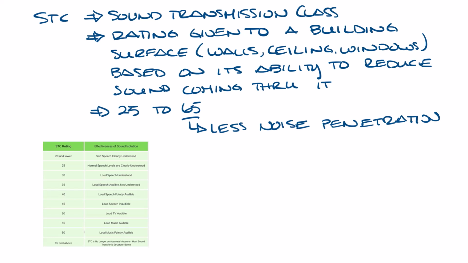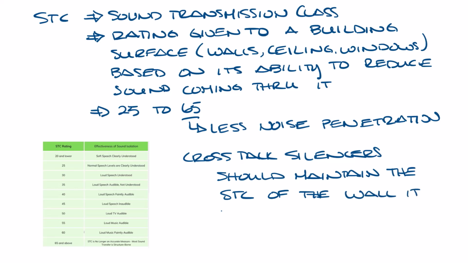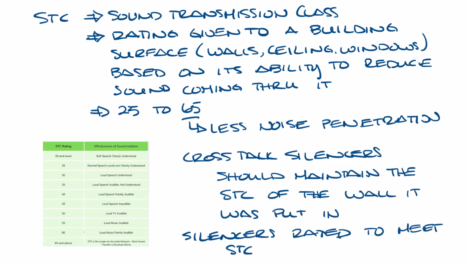The crosstalk silencer I discussed last week would be installed in a wall. You want the silencer to maintain the STC of the wall it was put in. So you will see silencers rated to meet STC 40, 45, 50, and so on. Let's slide this out of the way one more time.